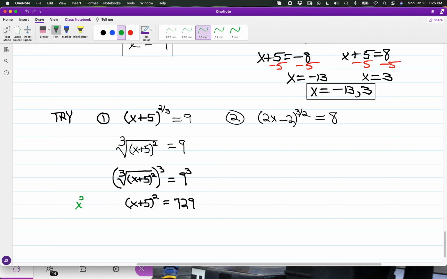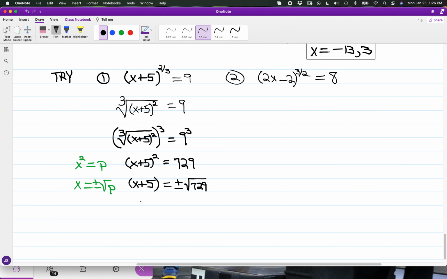Again, we have the square root property of equality, with even powers. So I'm going from x squared to x, equal to plus or minus the square root of p. And here I'm going from the square of x plus 5 to x plus 5 to the first, equal to plus or minus the square root of 729. For what we have here, x plus 5 equals plus or minus the square root of 729, which will go to plus or minus 27.